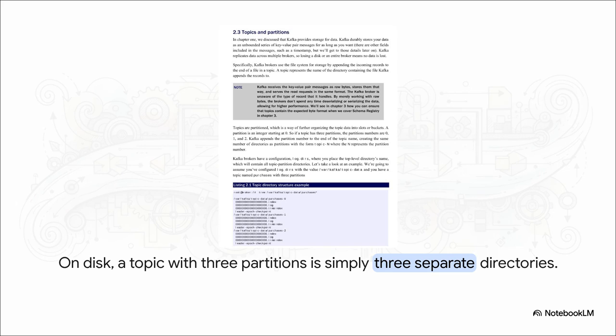And this picture just makes it so clear. See that? A topic called purchases with 3 partitions isn't some magical, abstract concept. Nope. On the server, it's literally just 3 separate directories on the file system. That's it. The partition is where your data actually lives.